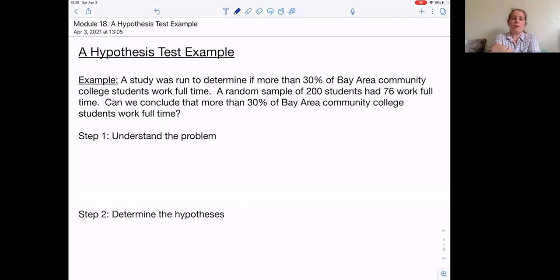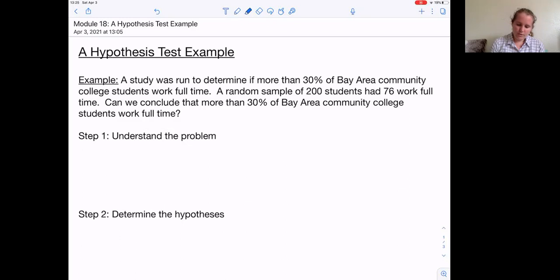So in this example, a study was run to determine if more than 30% of Bay Area community college students work full-time. A random sample of 200 students had 76 work full-time. Can we conclude that more than 30% of Bay Area community college students work full-time? So the very first thing we should do is simply understand the problem.